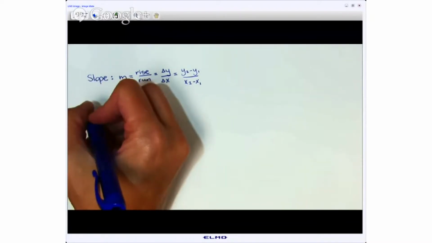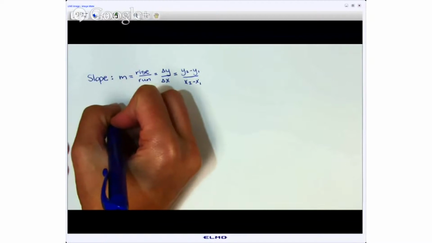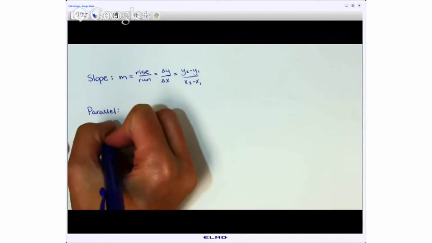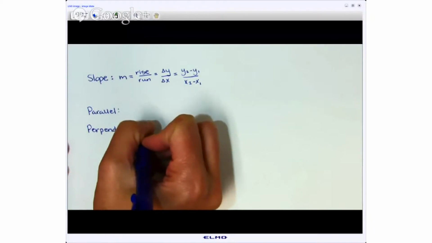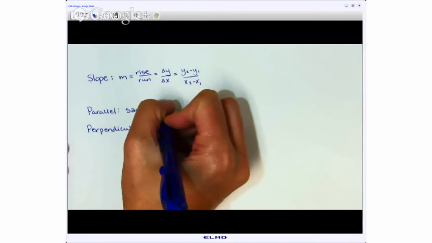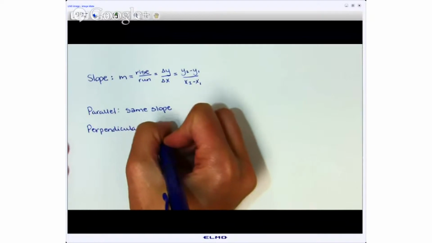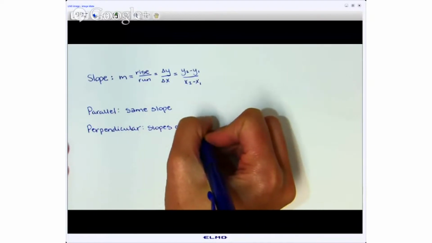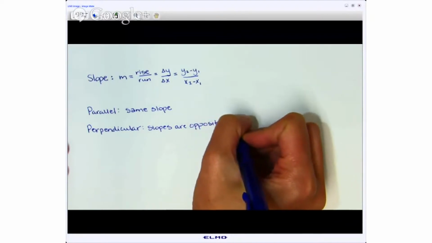When dealing with slope, a lot of problems will ask you about parallel and perpendicular as well. And if we look at parallel or perpendicular, we know that if 2 lines are parallel, that means they have the same slope. And if 2 lines are perpendicular, that means that their slopes are opposite reciprocals. Now, opposite reciprocals, let's go over that just real fast here.